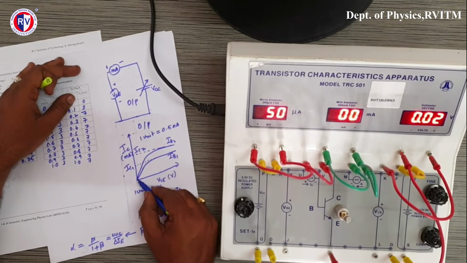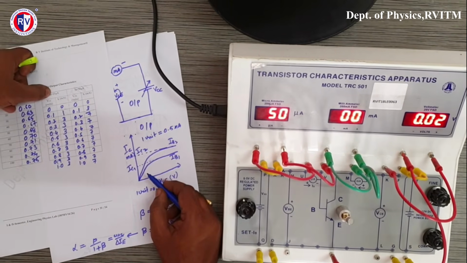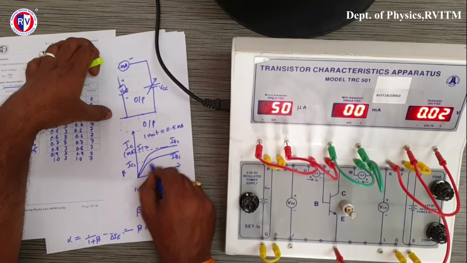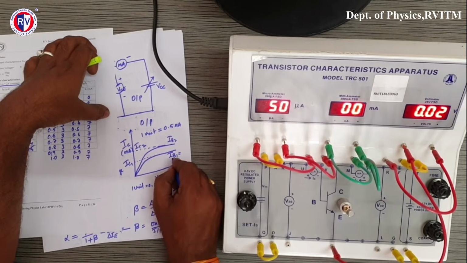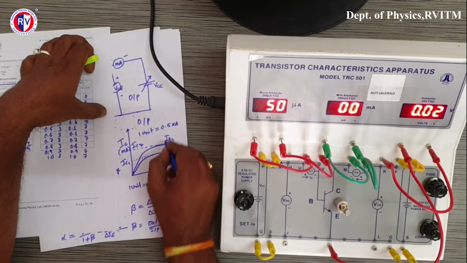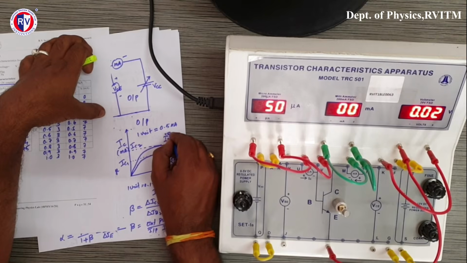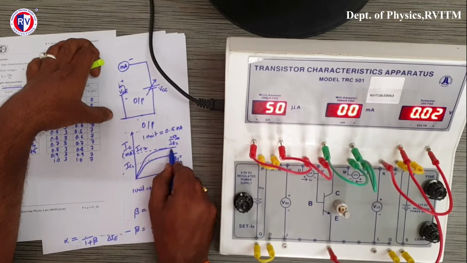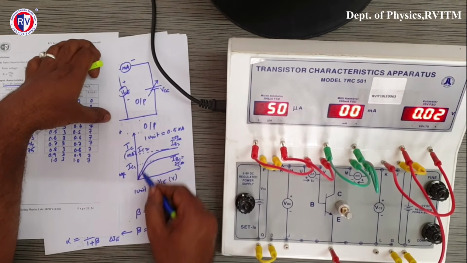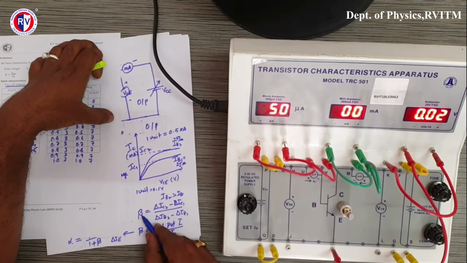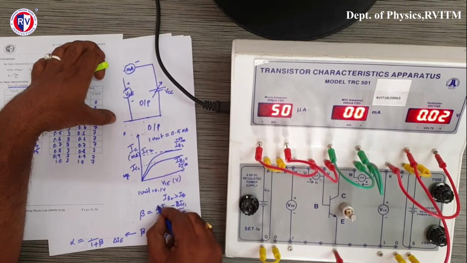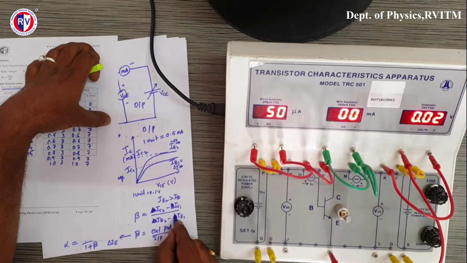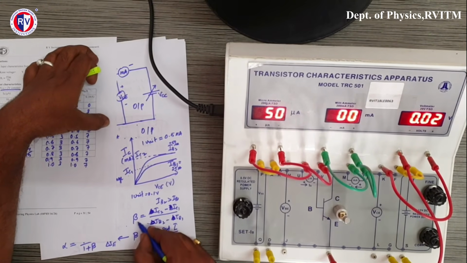If you plot, for a particular value, let's say this is IB1 for 25 microampere, this is the curve you will get. And IB2 is 50 microampere, and this is the curve you will get, and extrapolate to the y axis correspondingly to get IC1 and IC2. Then substitute in the formula: beta is equal to IC2 minus IC1 divided by IB2 minus IB1. This will give you the beta value.